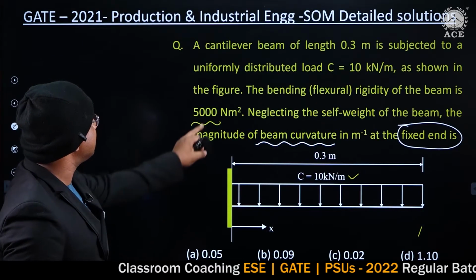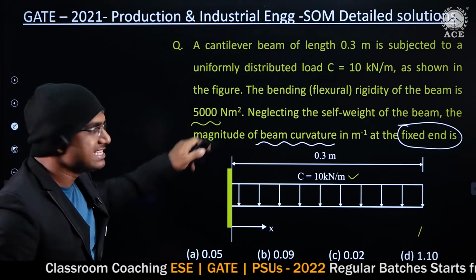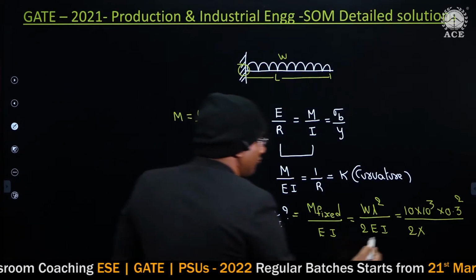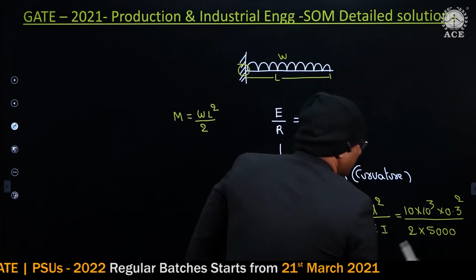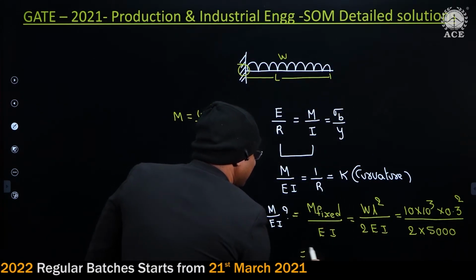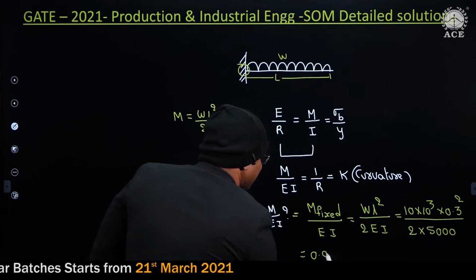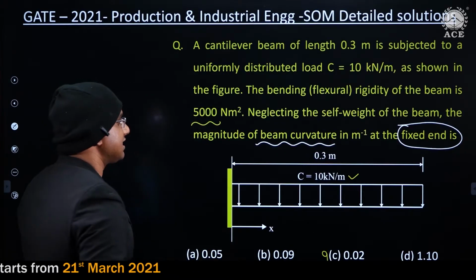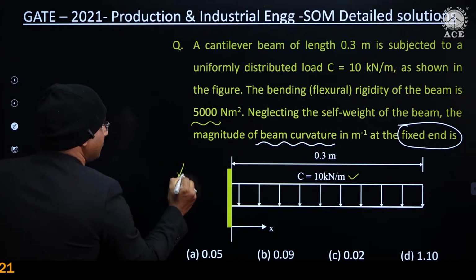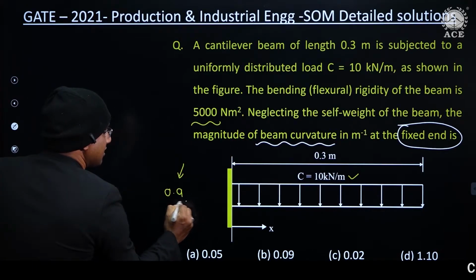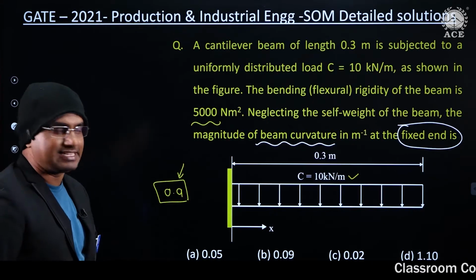What is EI? EI is given as 5000. Substitute 5000, you will get 0.9 per meter. So the answer is 0.9. It is asking, 0.9 is the answer. You have to put that. That's it.